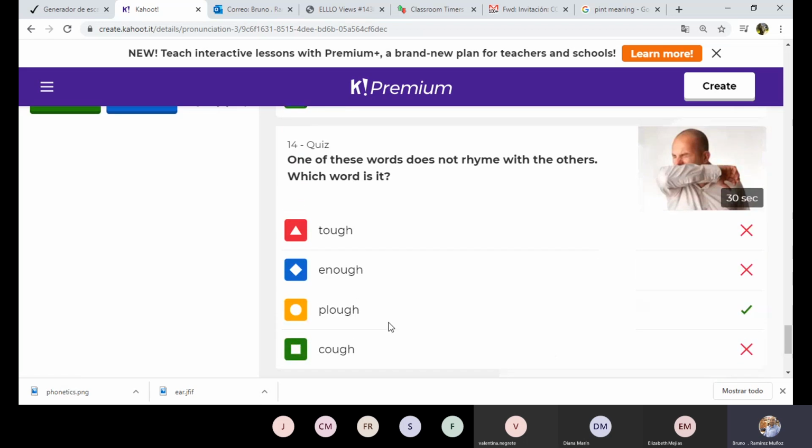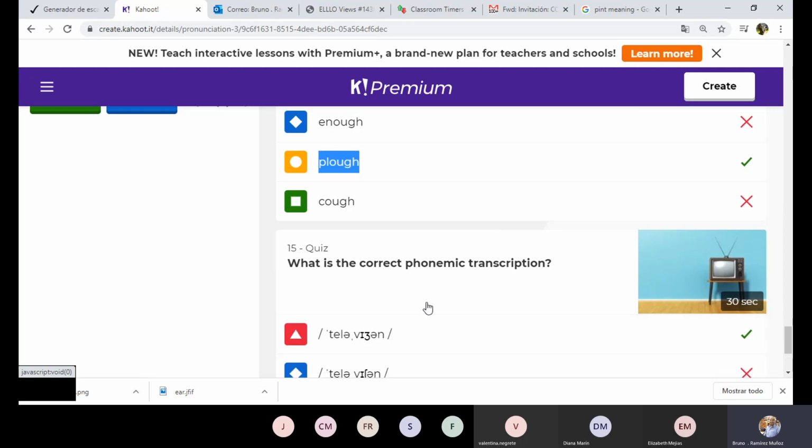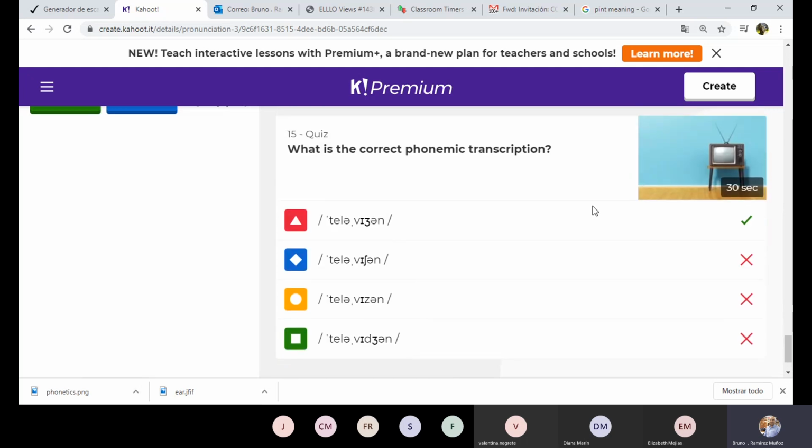14 is we have tough, enough, cuff, and plow. We have a monophthong, and this is a diphthong, right? And finally, the word for this old set is television. Television, okay? Vision. It's not television or television. Television.